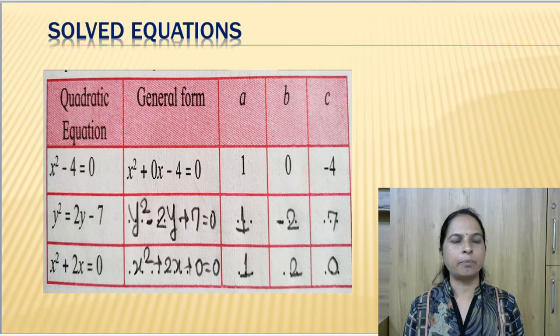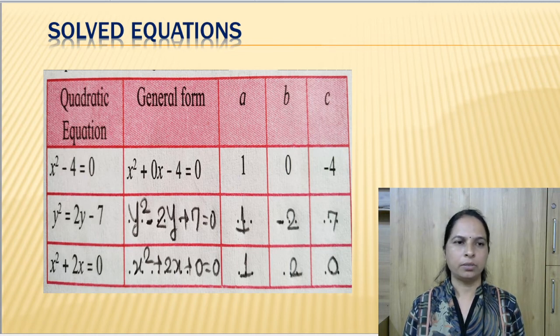Let us see the second example, that is y square is equal to 2y minus 7. We write it in the standard form, that is y square minus 2y plus 7 is equal to 0, and on comparing with the standard equation, we get the values of a, b and c. The third equation is x square plus 2x is equal to 0. In this equation, the third term is not there, so we write a 0 instead, that is x square plus 2x plus 0 is equal to 0, and on comparing with the standard equation, we get the values of a, b, c, that is 1, 2 and 0.